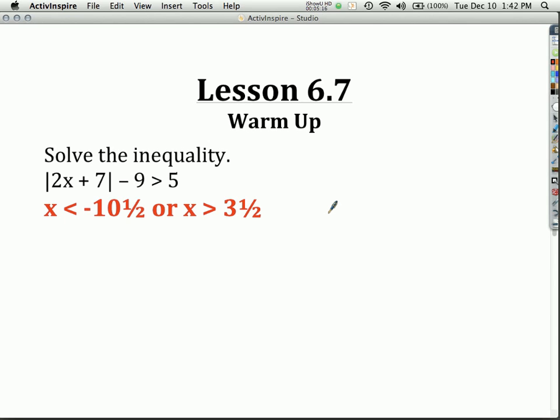So as far as I can tell, I got 4 people who got it right, and there were a few other people who had volunteered. Give me a thumbs up if you got it right. Good, put your thumbs down. Are there any comments or questions on the warm-up?